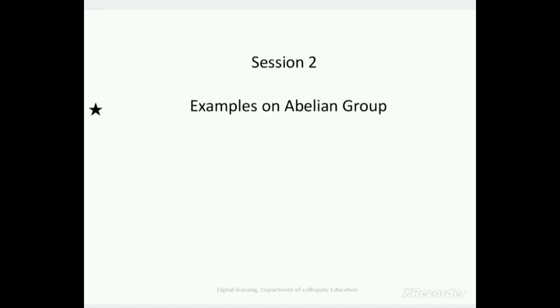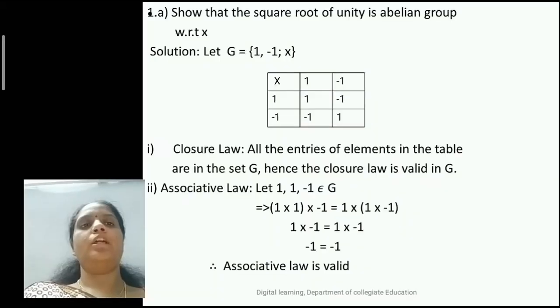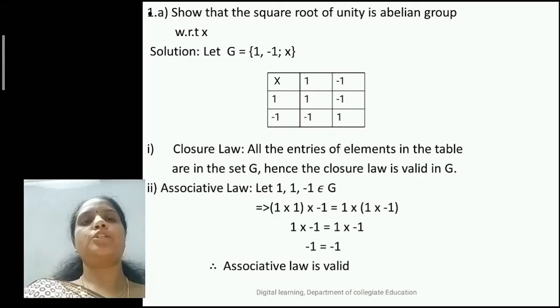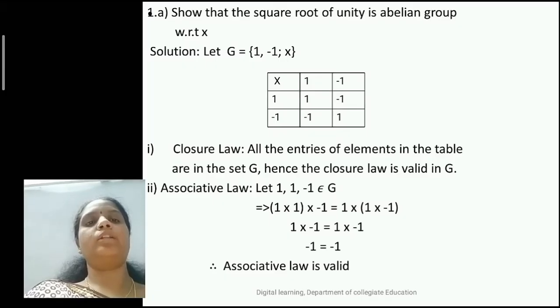In this session 2, let us discuss examples on abelian group. Firstly, show that the square root of unity is an abelian group with respect to multiplication. So let us take the set G equal to {1, -1} under the operation multiplication. Let us frame the table here, with 1 and -1 in the row, and in the column also the elements 1 and -1.